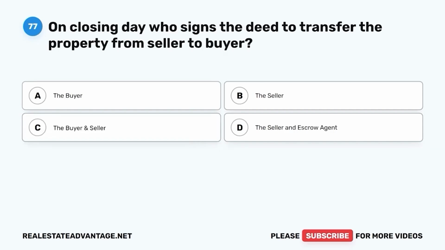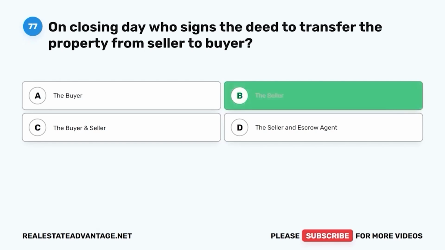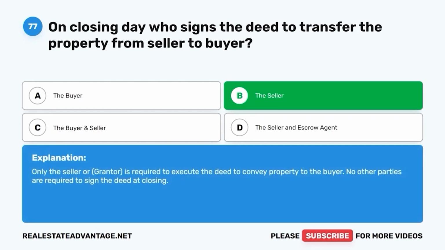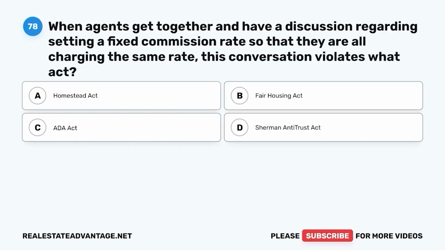Question 77. On closing day, who signs the deed to transfer the property from seller to buyer? A. The buyer. B. The seller. C. The buyer, seller. D. The seller and escrow agent. The correct answer is B, the seller. Only the seller or grantor is required to execute the deed to convey property to the buyer. No other parties are required to sign the deed at closing.